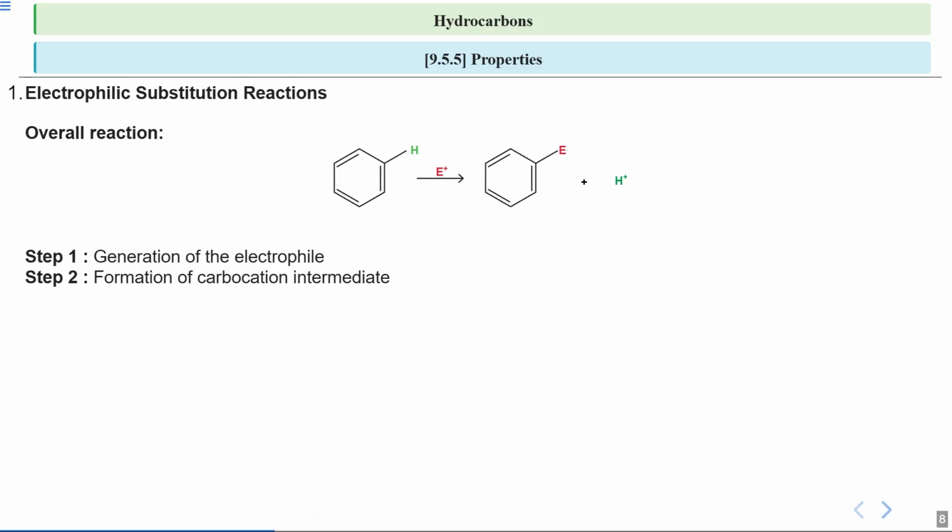The next step is the formation of carbocation intermediate. So whenever the electrophile attacks the hydrocarbon, it temporarily creates a positively charged intermediate called a carbocation.